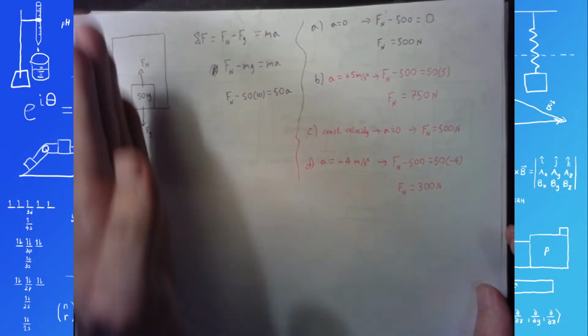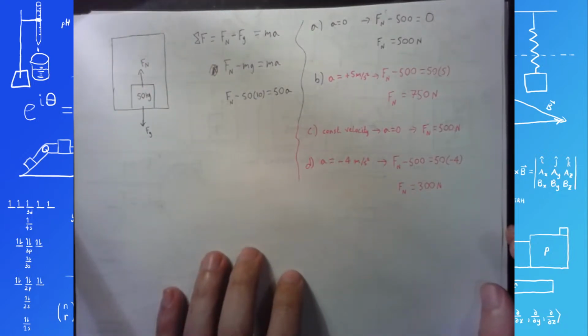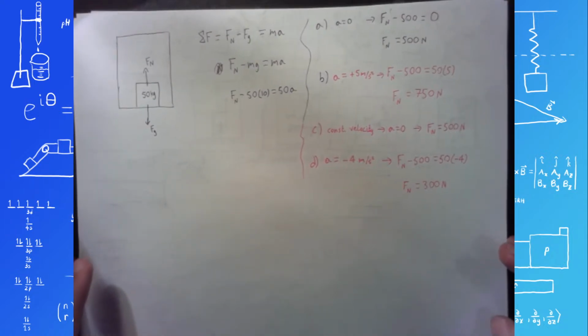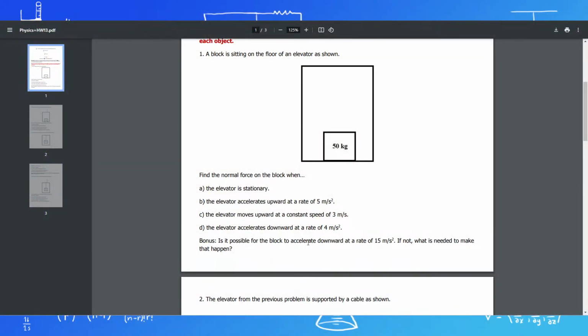And yeah, 300 newtons up versus 500 newtons down. There's more down than up. Acceleration is down. That all adds up. That makes sense to me. So there we have it. I guess we can look at that bonus question real quick then. So the bonus question was, is it possible for the block to accelerate down at a rate of 15 meters per second squared? So if I plug -15 into my equation, I'm immediately going to run into a problem.